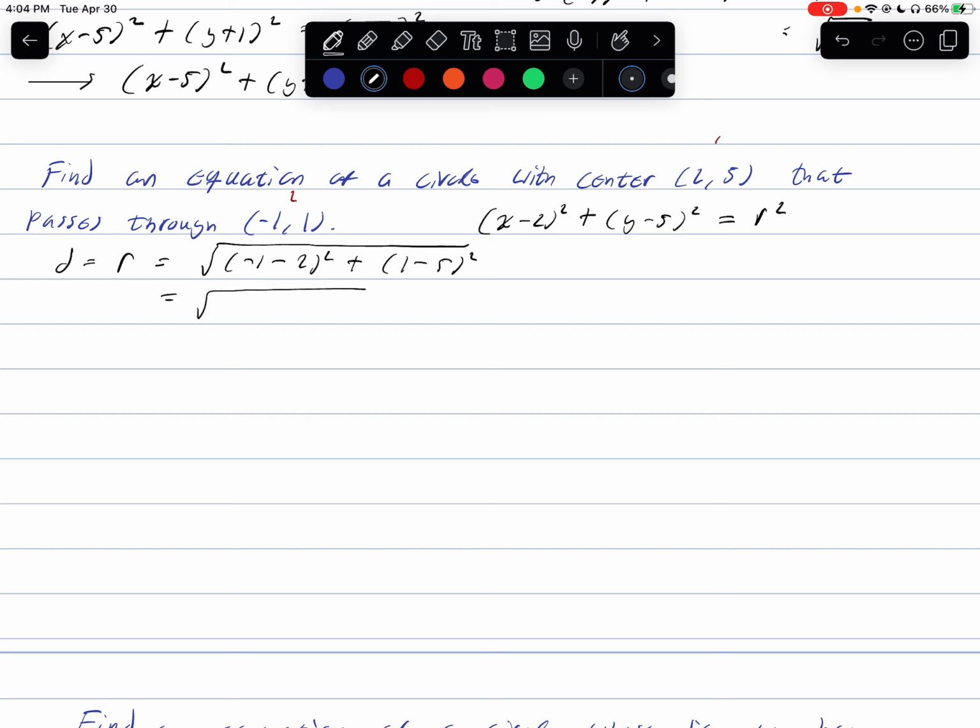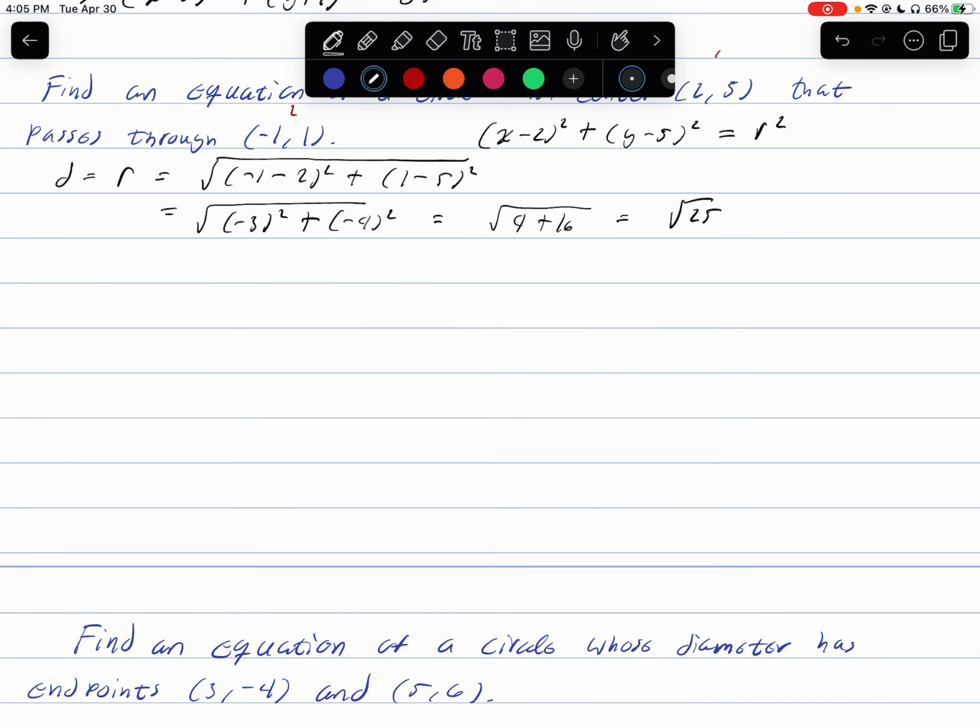So we'll have the square root of (-1 - 2), so that would be (-3)² plus (-4)². Or we get the square root of 9 plus 16, or the square root of 25. But again, we don't necessarily want to simplify that just yet because we're going to have to undo it anyways. But this one really wouldn't be too bad either way.